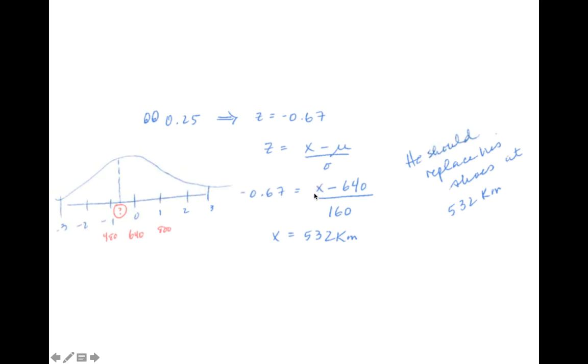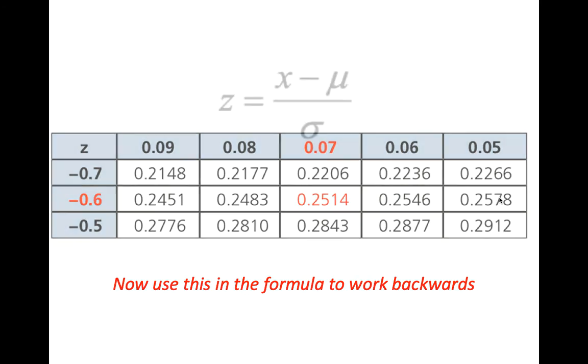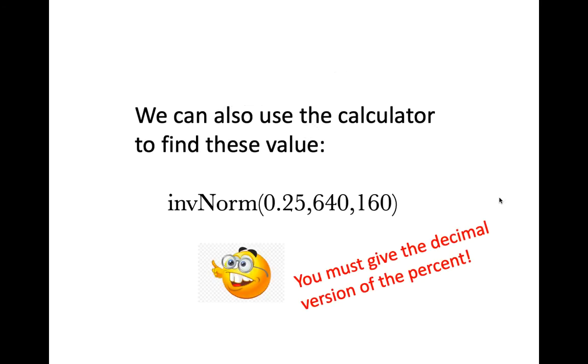I'm looking for what the number would be with a mean of 640 and a standard deviation of 160. When I calculate the math, I should get 532.8 using this z-score table. And so he should replace his shoes at about 533 kilometers. Okay. So I believe that's good. I'm showing you the formula there. Here's where you can check it out if you want to actually use your calculator.